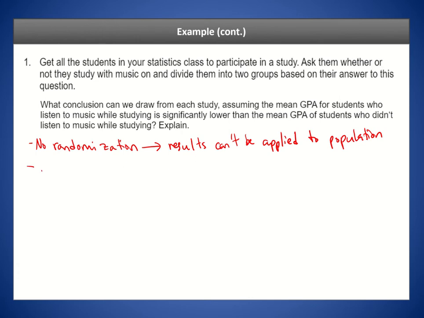And we also don't have random assignment. So there's no random assignment. Because there's no random assignment, that means that we can't infer cause and effect. So we can't determine whether the music was the cause of a lower GPA, right? So we can't infer cause and effect.